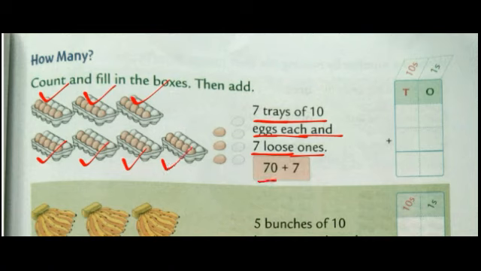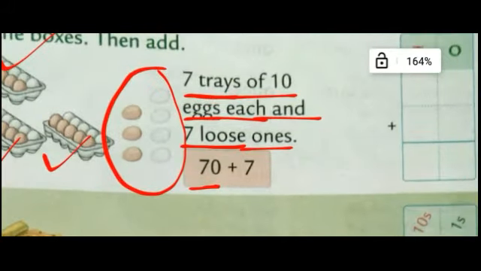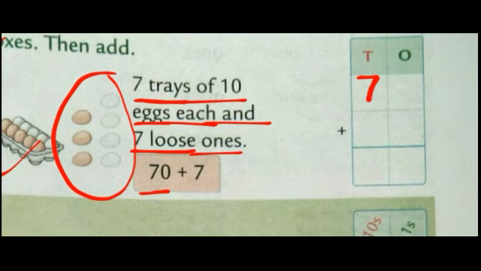That means 70 eggs. And 7 eggs are kept loose, that means other than the tray. A tray has 10 eggs and 7 are kept loose. So we need to add them. First we need to write them. In the tray 70 eggs are there and 7 are kept loose. 7 is a 1-digit number, so it will be written under the ones column.